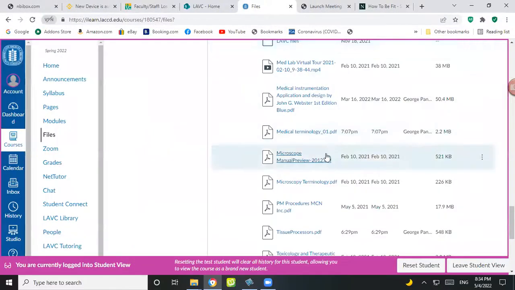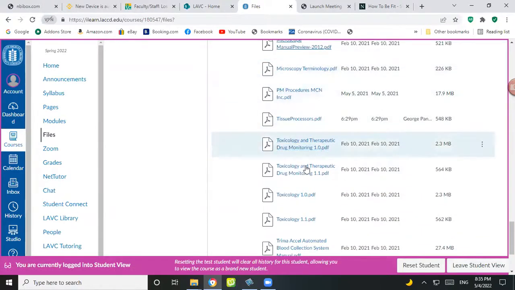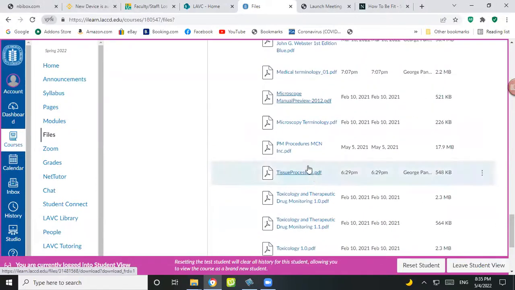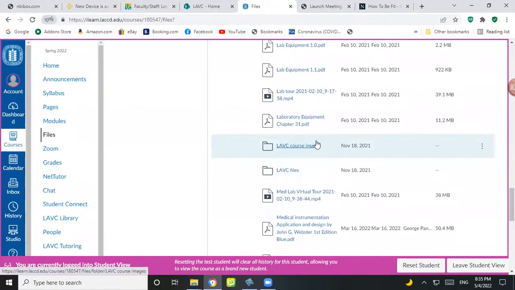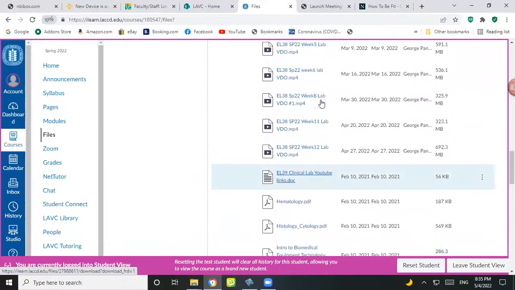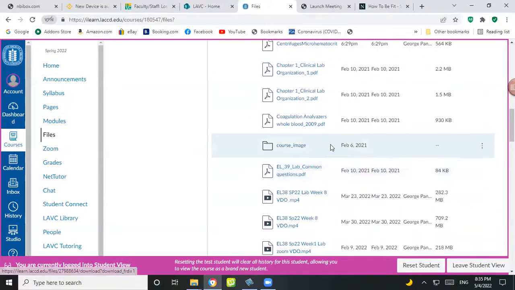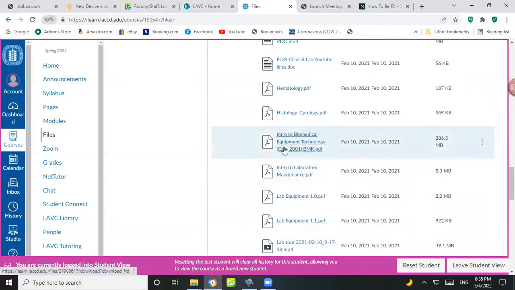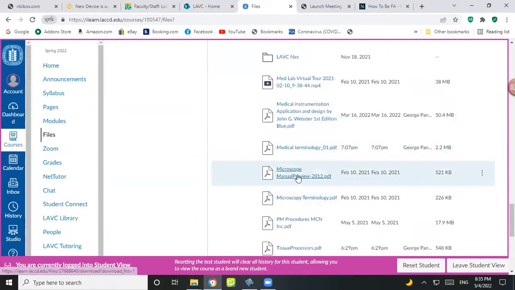Let me see. Microscope terminology. What is the preview? Microscope preview, microscope. Okay. Let me look for the full version of the microscope I just showed you, because there was a whole book of that. This is just only the preview.